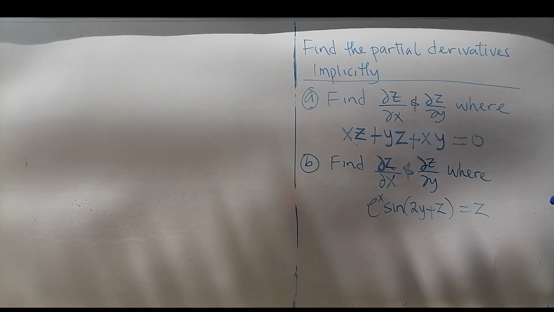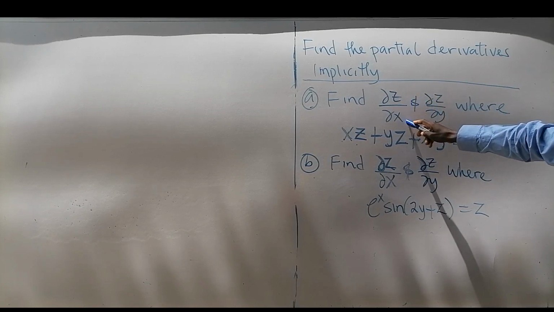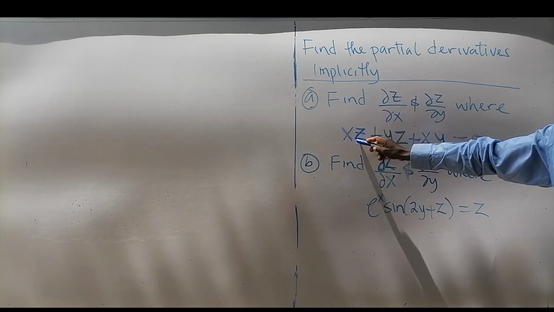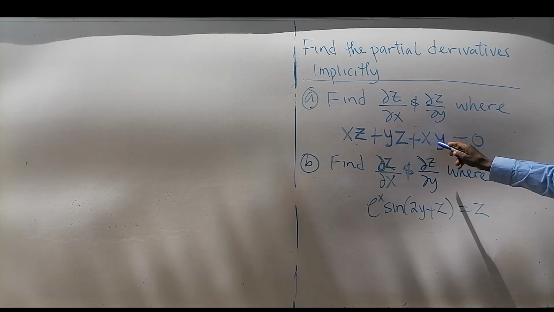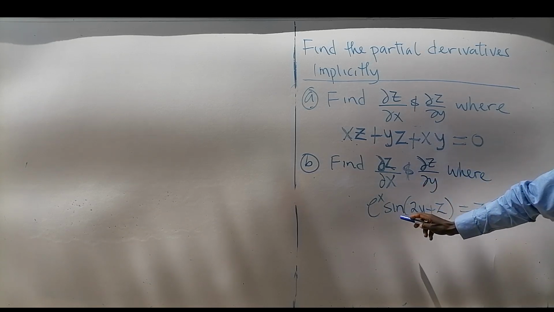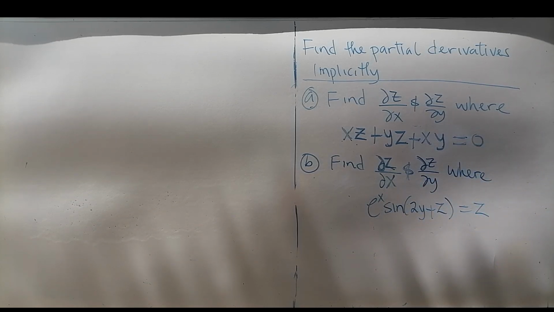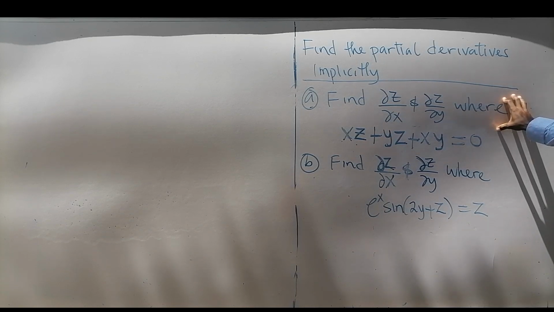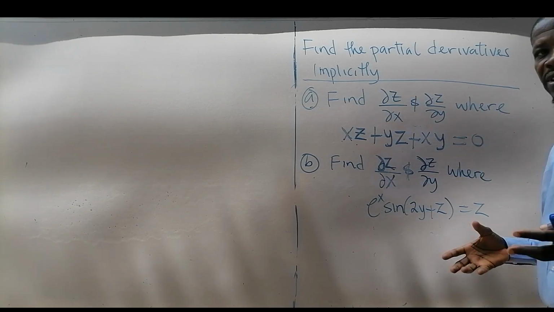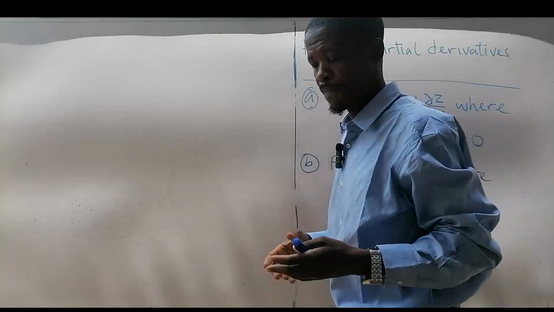Find the partial derivatives implicitly: find ∂z/∂x and ∂z/∂y, where xz + yz + xy = 0. And we have this one also, where this one is equal to this. Don't forget that we have done implicit differentiation for multiple variables, so you can check that video. Some questions there. But I want to teach us another way to solve it using a formula.